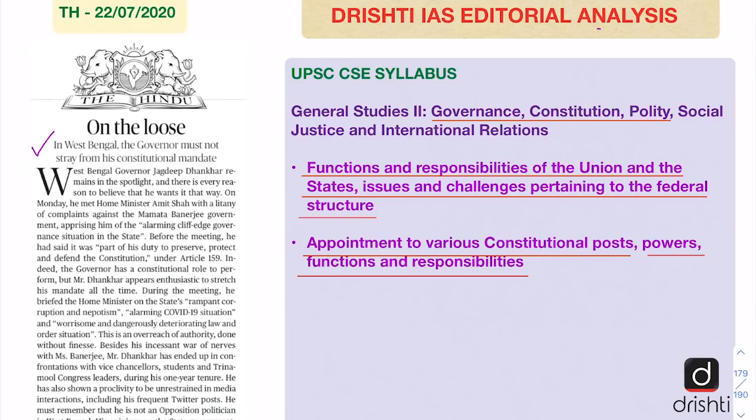We have taken today's editorial from The Hindu and it has come on 22nd of July. The title of the editorial is On the Loose and it says that in West Bengal, the governor must not stray from his constitutional mandate.